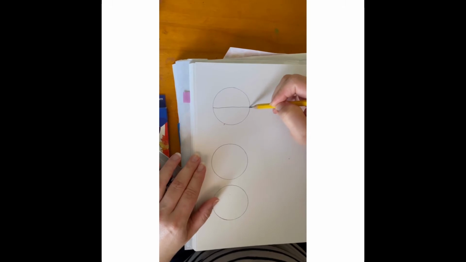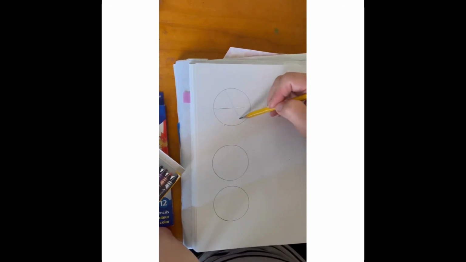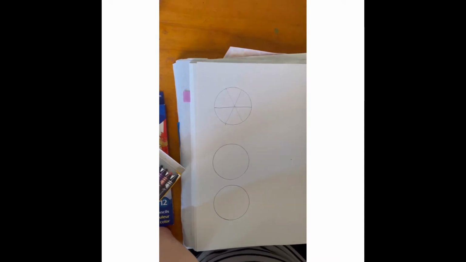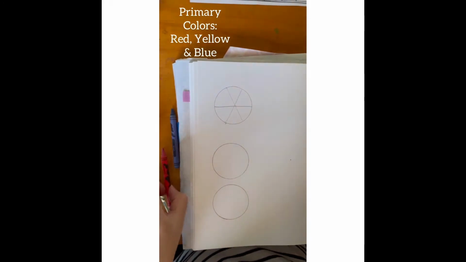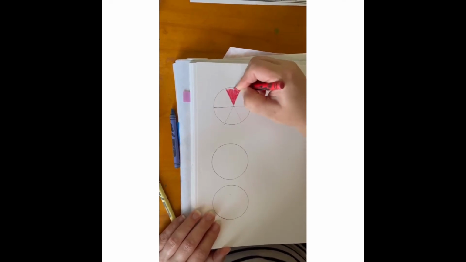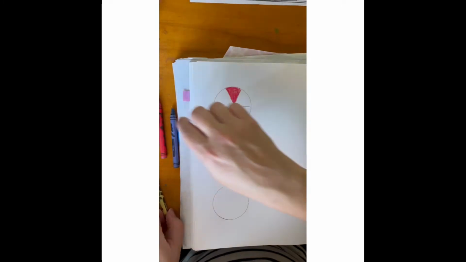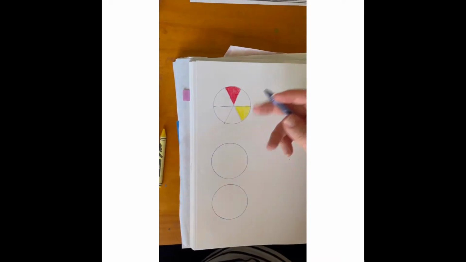Next, you'll divide one of the circles into 6 equal parts. Next, you're going to grab the 3 primary colors from your crayon or color pencil box. The primary colors are red, yellow, and blue. You are going to color 3 of the sections in the color wheel, but you must skip a space in between each of the primary colors.